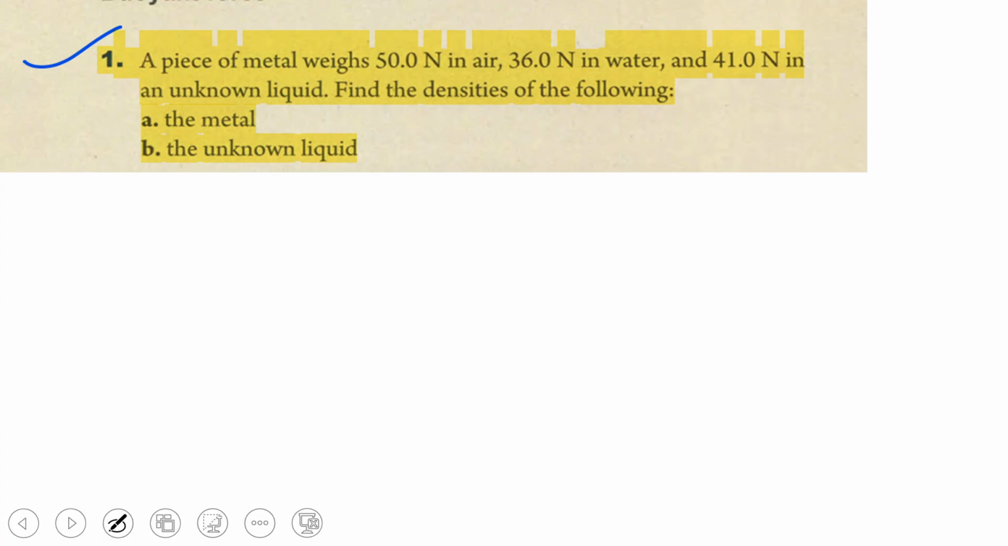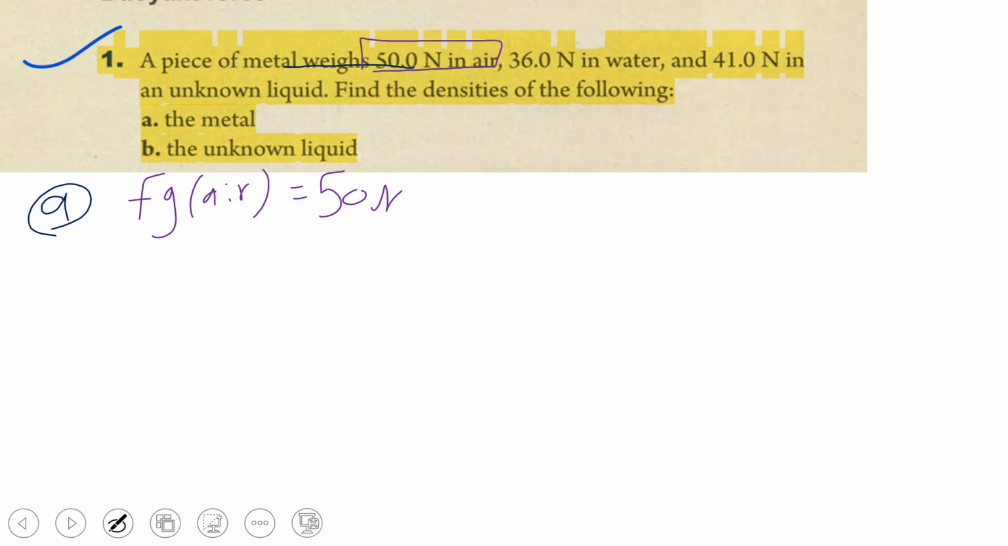We have another example in this book. A piece of metal weighs 50 Newton in air. I'm going to solve part A first. So Fg of the object in air equals 50 Newton, and 36 Newton in water. The Fg of the object in water or fluid is equal to 36 Newton.